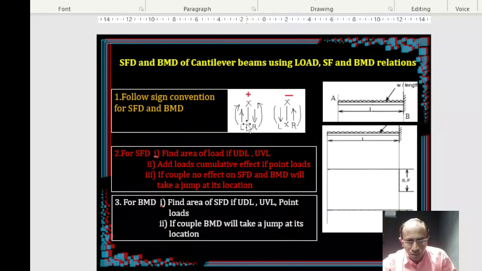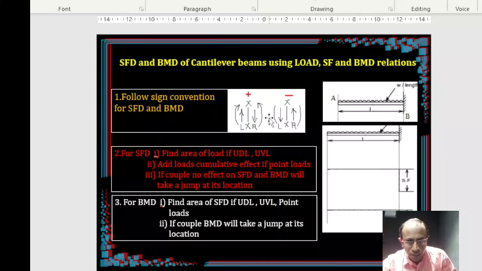So when there is a section XX, and you are on the left of the section, if the shear force is acting upwards, then I will be taking that as positive. And on the right of the section, if it is downward, then also I will be taking that as positive. Similarly, for moments, left of the section clockwise is positive, right of the section anticlockwise is positive.